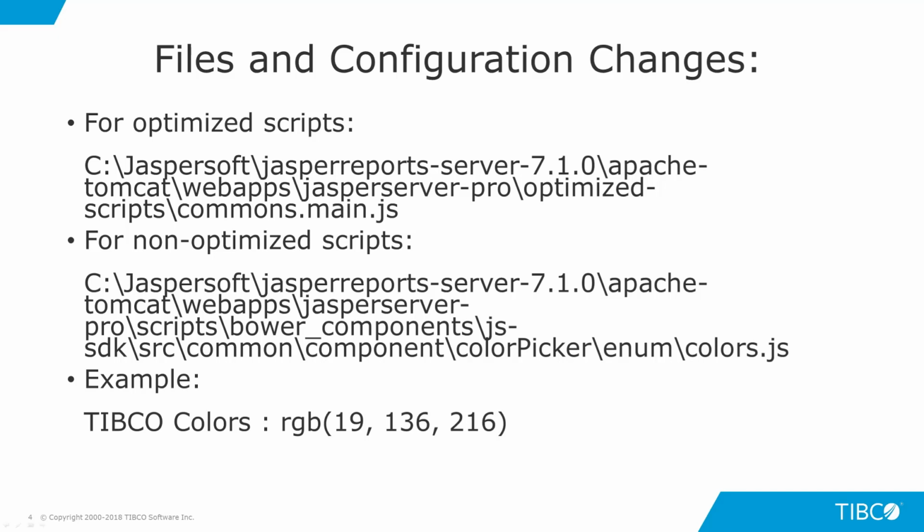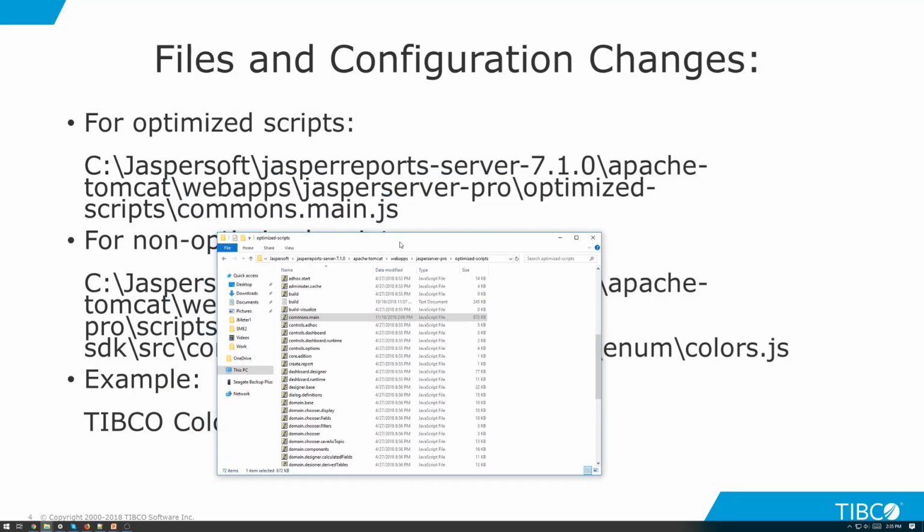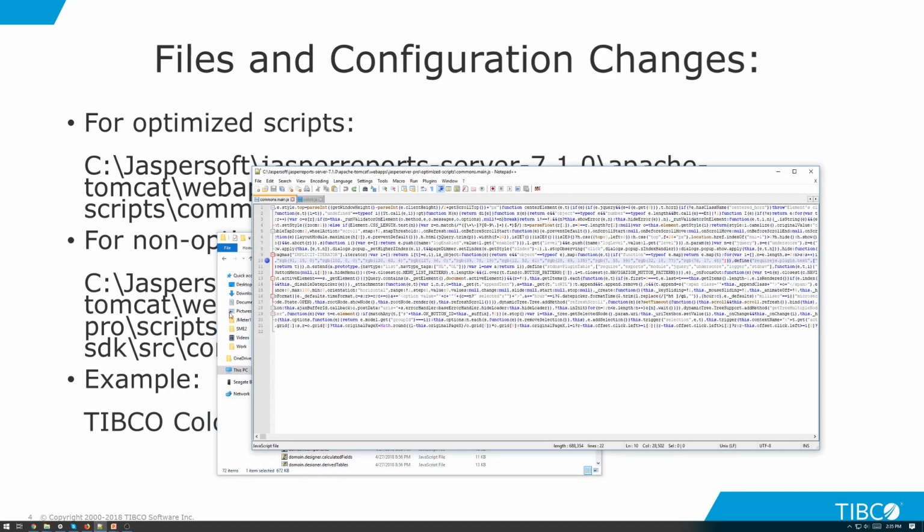So the first thing we're going to look at is the optimized scripts. Like I said, this is a little harder to look at, and the file path is right here. I'm going to go ahead and open it up in Notepad++. This is what it looks like. I marked it here in Notepad++. You can mark what line you're looking at. This is line 10. You can also search for RGB and find it. It's at the very end of this line, as you can see here.